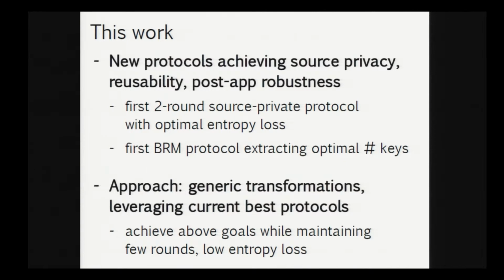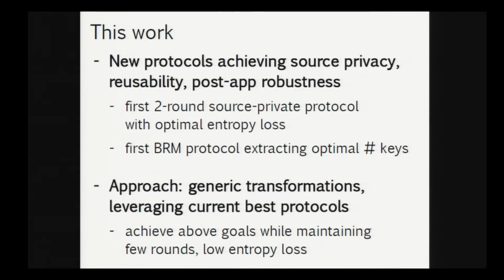Okay, so what do we give in this work? We give new protocols for privacy amplification that achieve some of the goals that I just mentioned. In particular, we give the first two-round source private protocol that has optimal entropy loss. And we also give the first protocol in the bounded retrieval model that extracts the optimal number of keys from the weak secret X. I'm going to say more about each of those results.